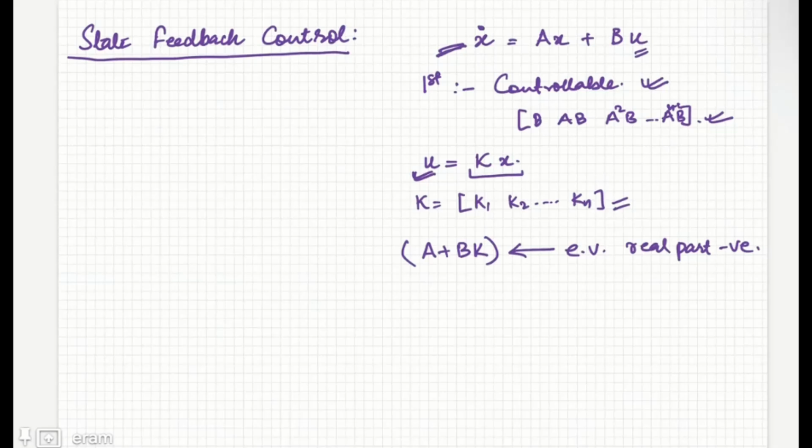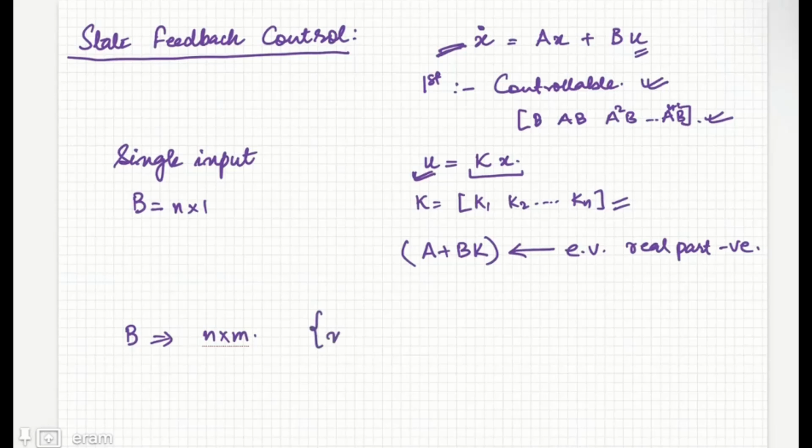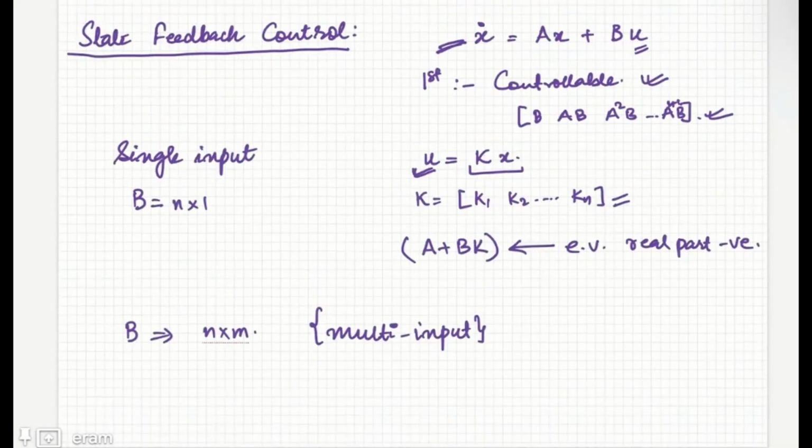Alright, so this was the case for single input, where B is some n cross 1 matrix. Now suppose B matrix is of the size n cross m. That means we are considering a multi-input system. So how to design a feedback controller for such systems?